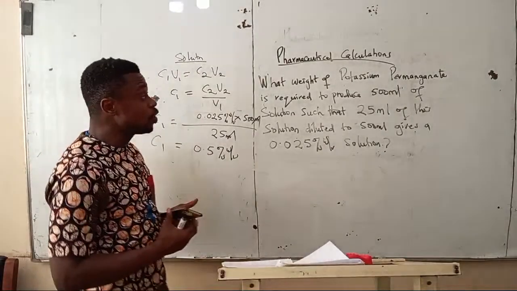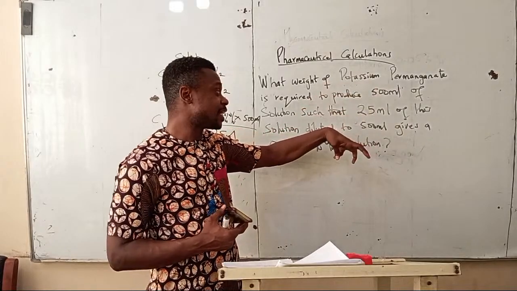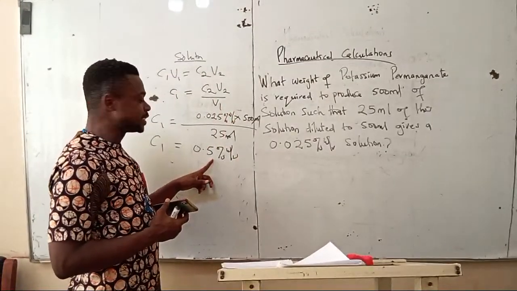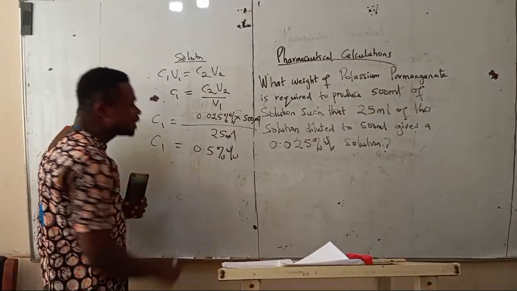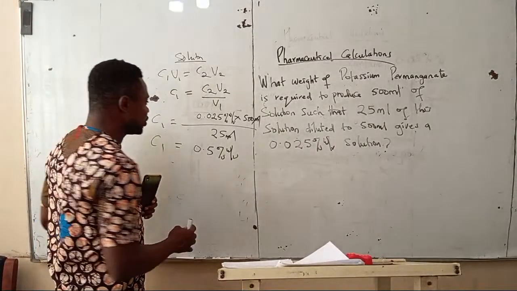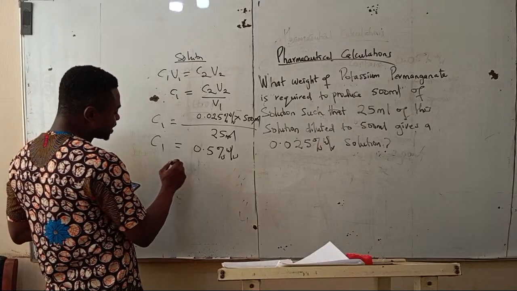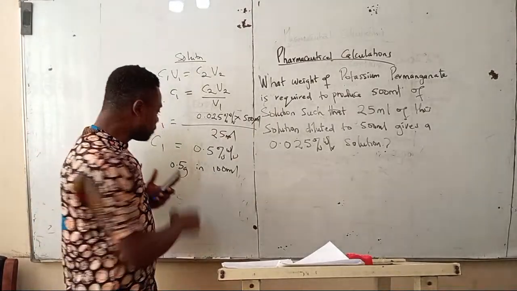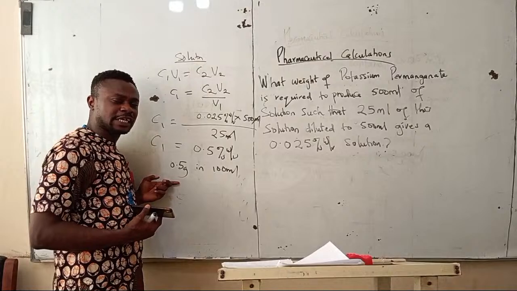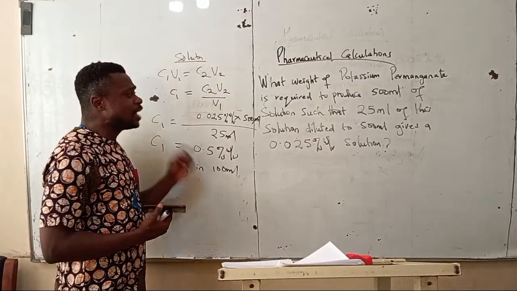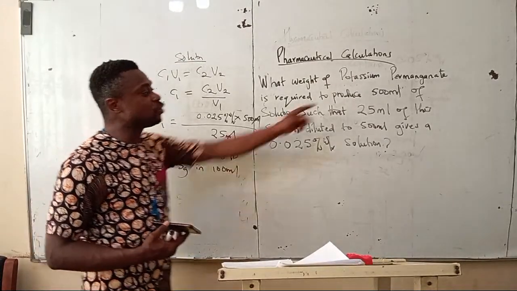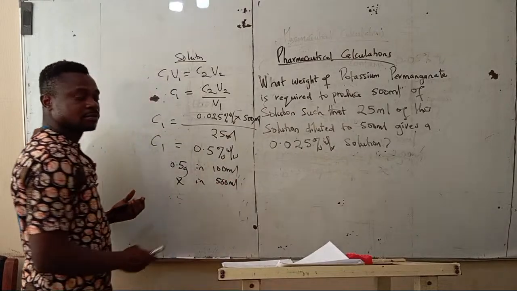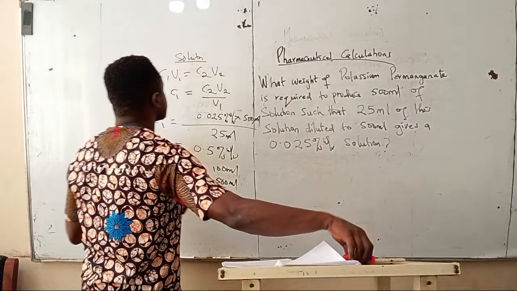So an unknown weight of potassium permanganate was dissolved in water to produce 500 ml of solution, and the concentration of that solution is 0.5% weight in volume. Let us interpret this. 0.5% weight in volume means 0.5 gram of potassium permanganate in 100 ml solution. Now let us find the amount of potassium permanganate that will be in 500 ml. We call it X.